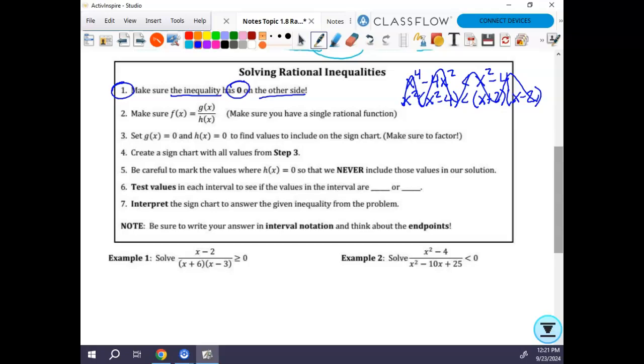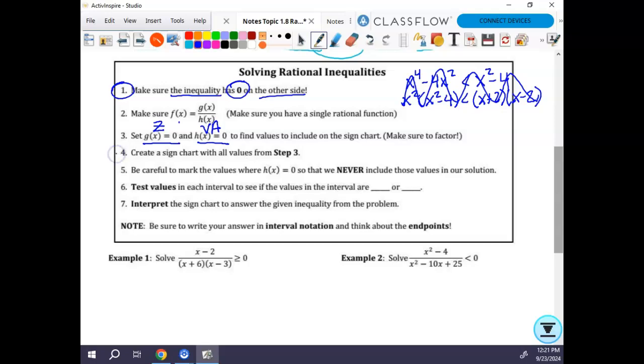All right. So then we're going to make sure that I have a single rational function, meaning I don't have a rational and it's like +1 or something like that. If I do, then I have to get common denominators and combine them. I don't recall having seen anywhere you actually have to do that, so you don't really have to worry about that, I don't think. We'll revisit it if I find myself to be incorrect there. And then I set g of x equal to 0. That's the numerator, so that's the actual zeros of the function. And h of x equal to 0. That's where I'm going to get my vertical asymptotes. And those are the things that I'm going to include on my sign chart.